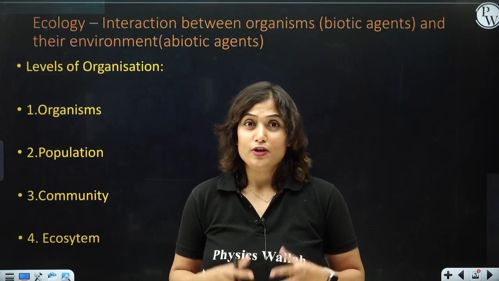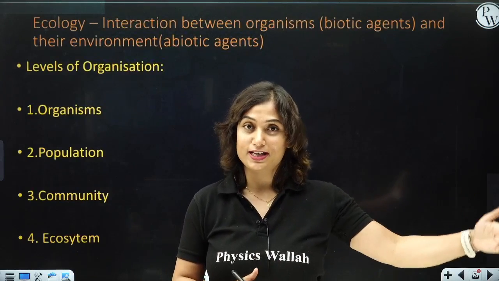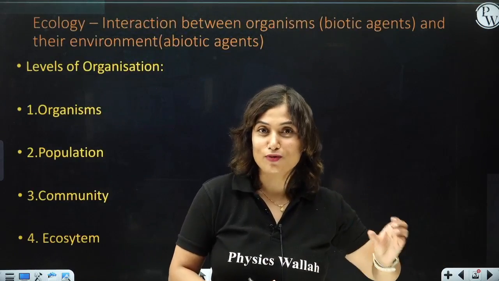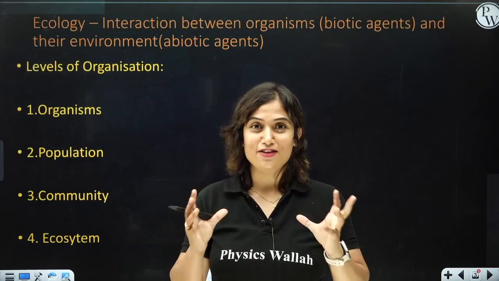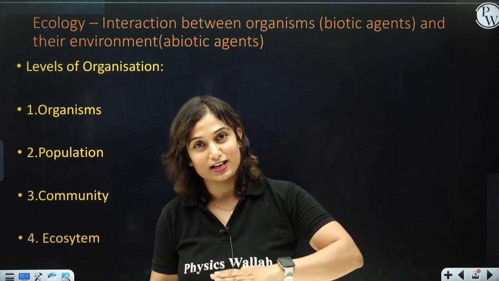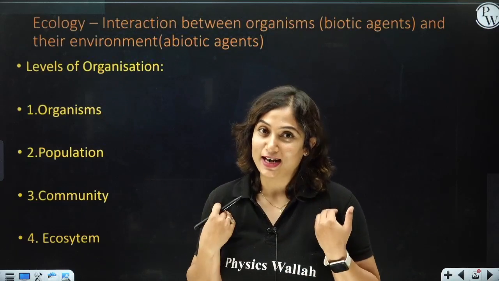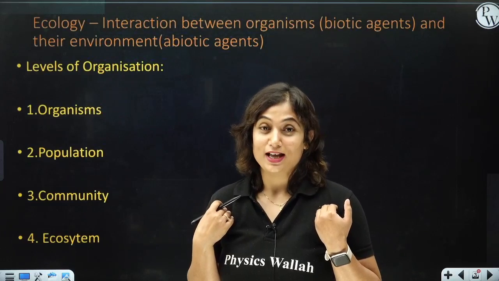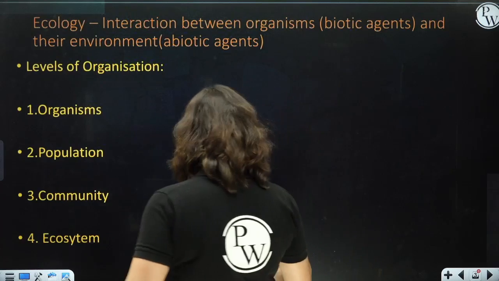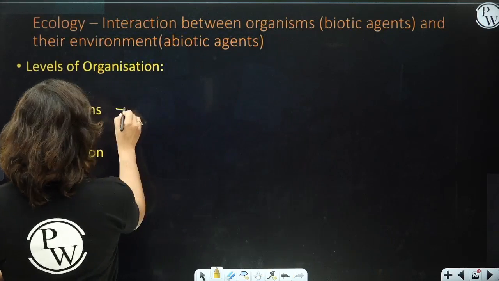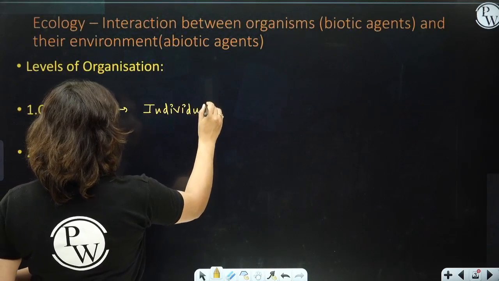Now, if we talk about the whole of ecology, there are several levels of organization, showing how this environment and this life is getting sustained. What are the levels of organization? The first and the basic level of organization is the organism itself. Every living organism is the basic unit of ecology. So, an organism means an individual entity, and an individual is the structural unit of ecology.